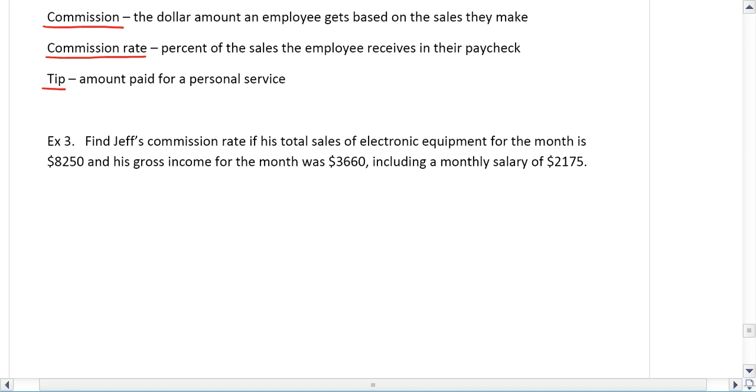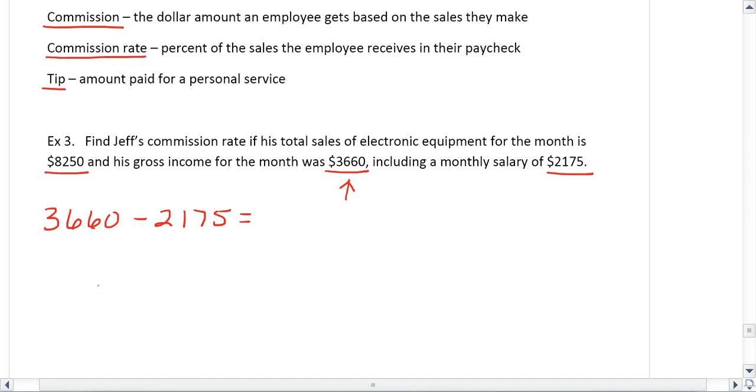If his total sales for the month was $8,250, so he sold a lot of electronic equipment. His gross income for the month was $3,660, and that includes a monthly salary. So some of this pay here, some of this was not commission. Some of it was just a straight up salary. So we're going to have to take that salary off of there and find out just what the commission money that he earned was in order for us to find the percent. So this is a 2-step problem.